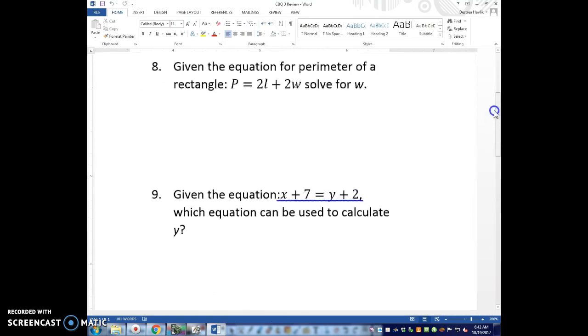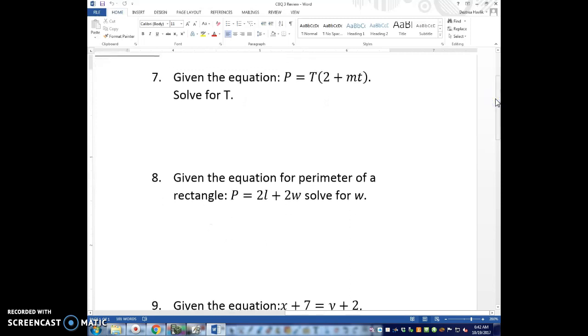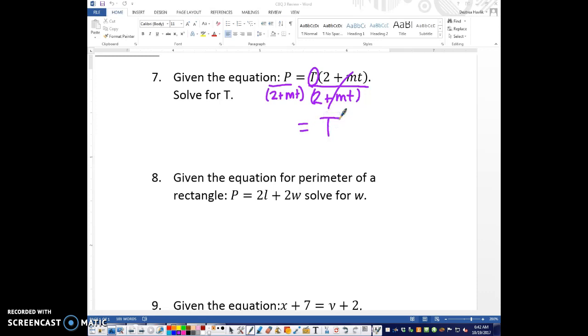Okay, let's go. Number 7. The equation P equals T times 2 plus MT, solve for T. So we're trying to get this by itself. That's being multiplied by all this, right? So let's just divide by all this. And what we do to one side, we must do to the other. So those cancel, and we have T on this side is P over 2 plus MT, little t. That's it. It's being multiplied, so we just need to divide.